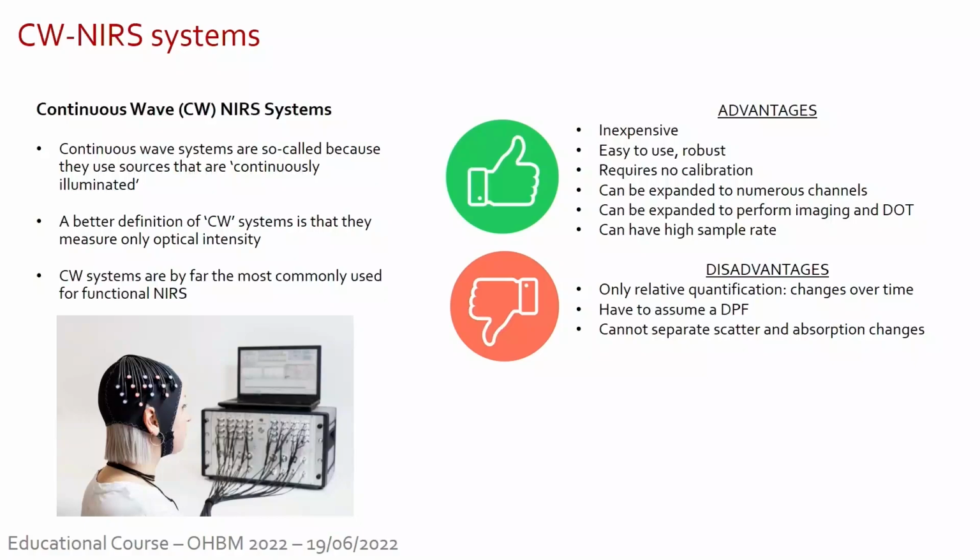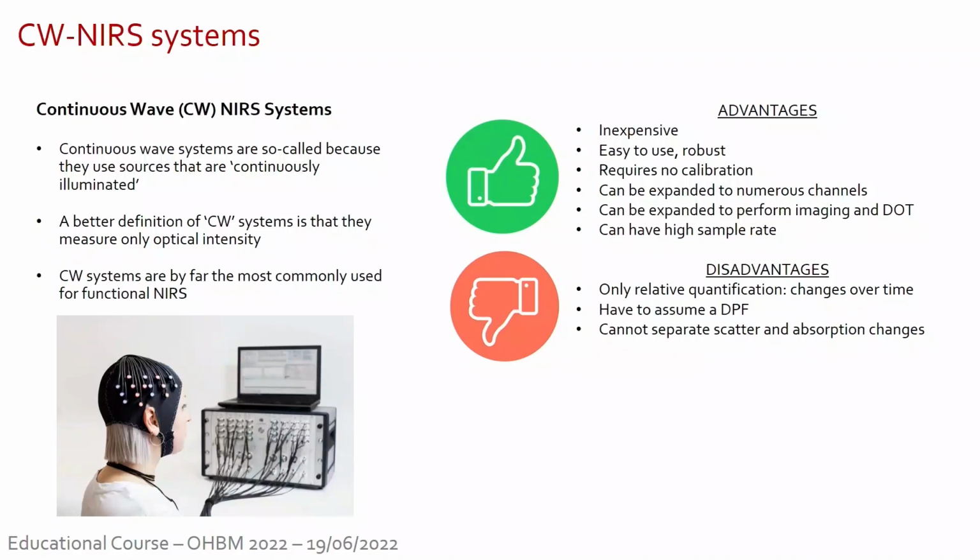What I'm going to be covering today is mainly continuous wave systems. Hamid explained different types of system, but today I'm going to cover mainly CW, because this is what you'll mainly be using if you want to do functional studies. These are the systems where the source is continuously on. You just shine light continuously and you measure changes in oxy and deoxy.